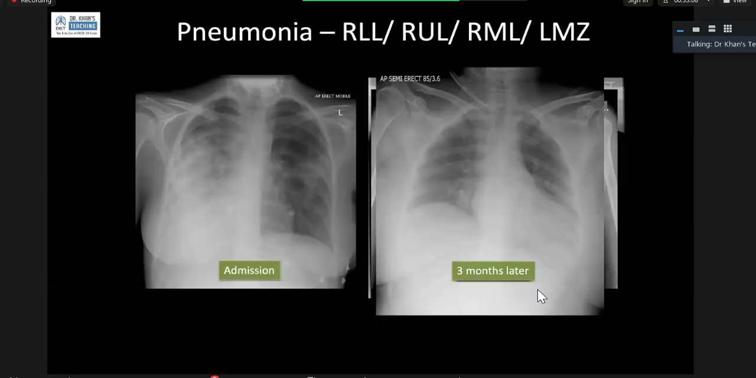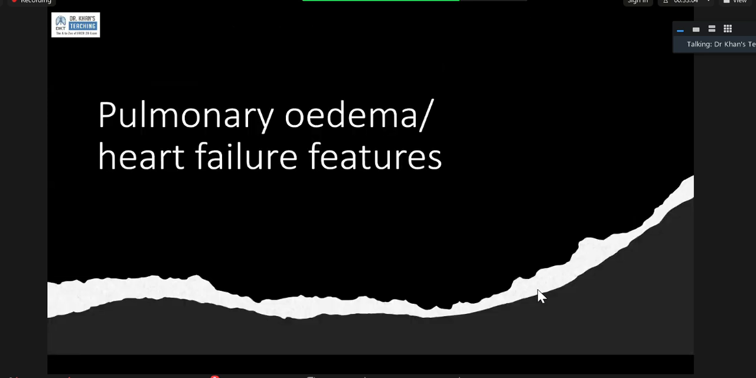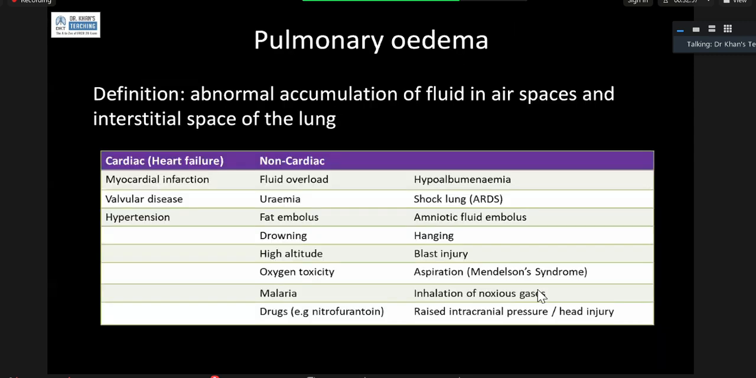So that was about pneumonia consolidation. And now we come to the last topic, which is pulmonary edema or heart failure. Okay. So pulmonary edema means abnormal accumulation of fluid in air spaces and interstitial spaces of the lung. We have cardiogenic causes. We have non-cardiogenic causes. Okay. So we are generally going to focus on cardiogenic pulmonary edema in this lesson, right?